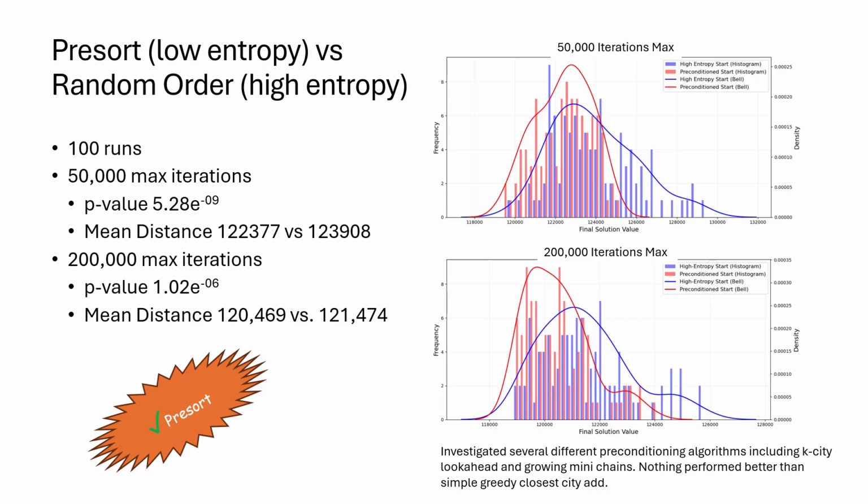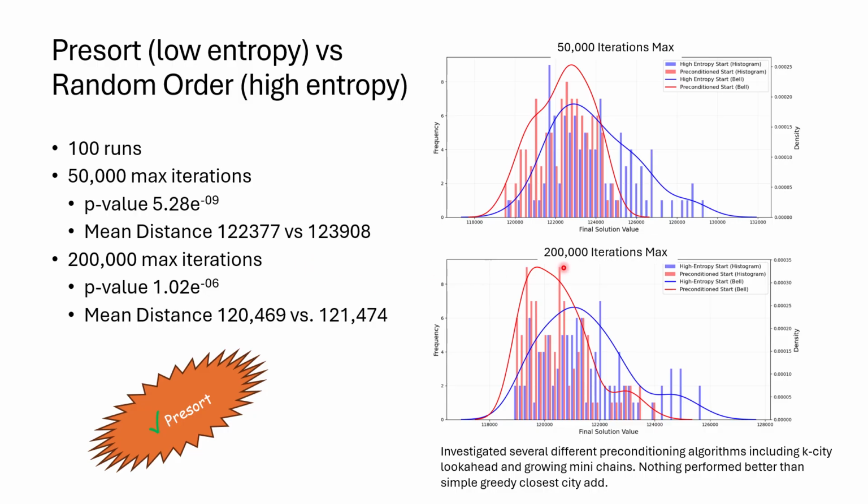All right, let's look at that. So pre-sort, let's call that low entropy. Random order is going to be high entropy. If we looked at 100 runs, the first case is where we capped off at 50,000 iterations. You can see here the difference. High entropy, that's the random, preconditioned red, and you can even visually see from the 100 runs which set is going to be the improvement. And our p-value indicates that these are markedly different sets, where the pre-sort low entropy was obviously the better choice.